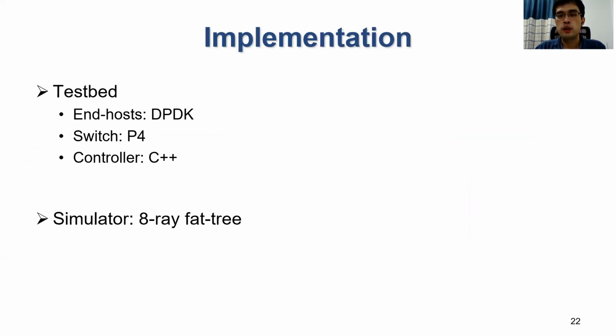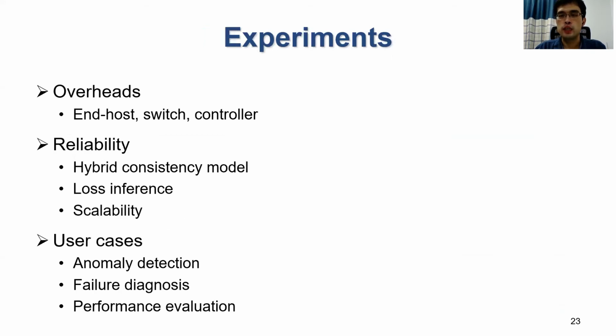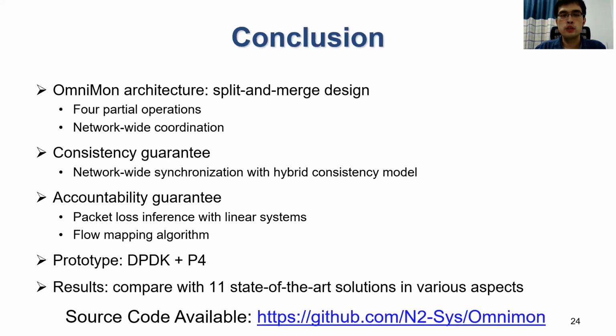We build a prototype of OmniMon with DPDK and P4, and we conduct trace-driven evaluations in both testbed and simulation environments. Our experiments include the overheads in different types of entities, the efficiency of reliability guarantees, and the use cases of full accuracy. In summary, we propose the OmniMon architecture with 2 reliability guarantees. We build a prototype and conduct experiments to compare it with 11 state-of-the-art solutions in various aspects. Our source code is also available now, and you may download it if you are interested.